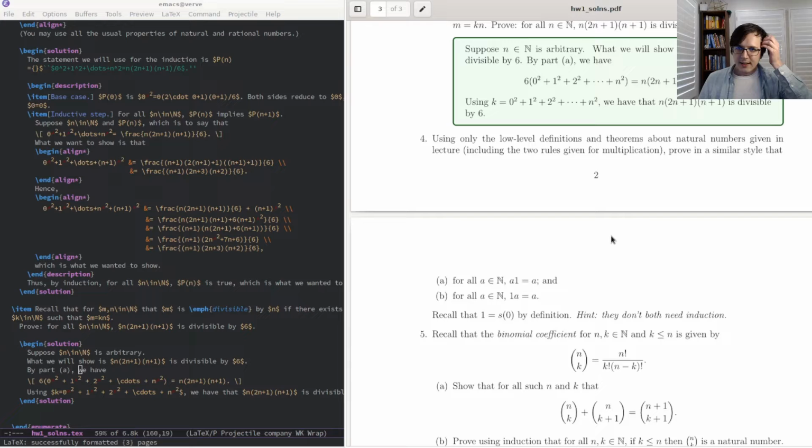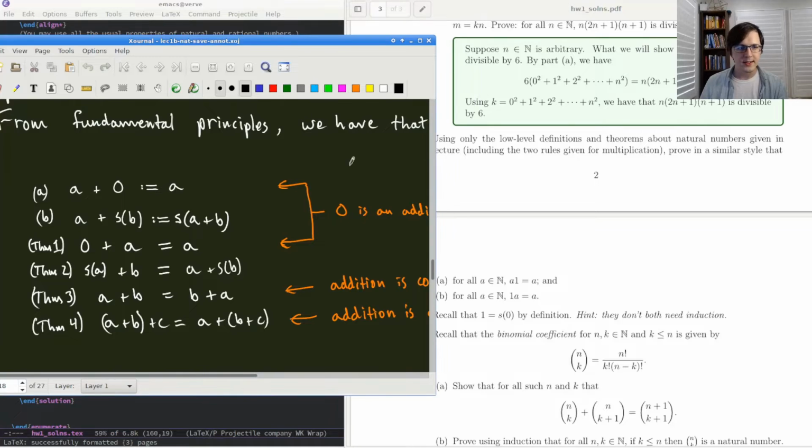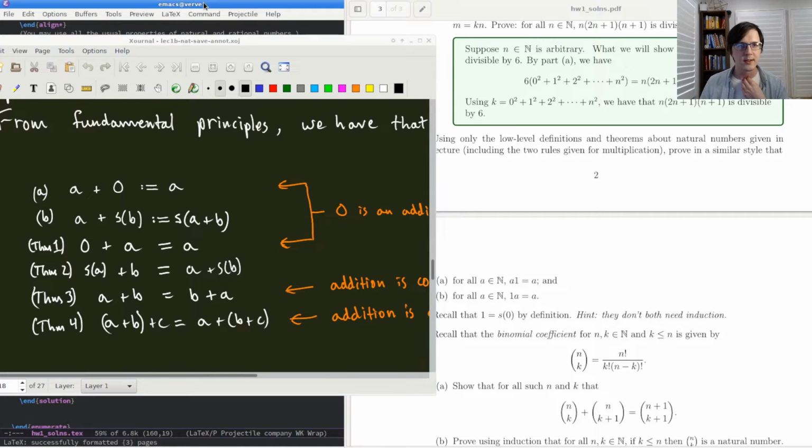Okay, using only low-level definitions and theorems about natural numbers given in lecture, including the 2 rules given for multiplication, prove in a similar style that these 2 things are true. For this we need to refer to what the lecture was, so I'll be right back as I pull that up. Okay, I found it. So we had these 2 axioms and 4 theorems. So let's go back and look at the problem.